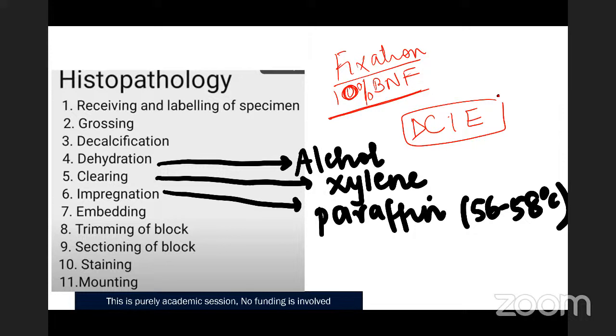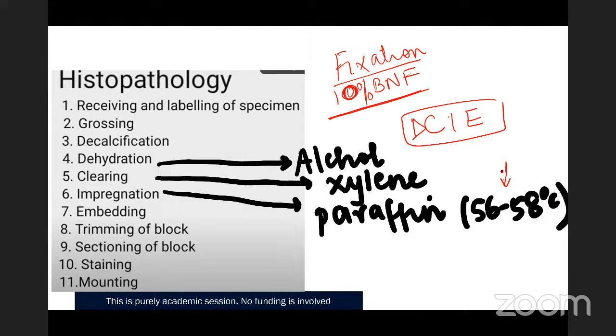Clearing is done by xylene. When we do clearing with xylene, alcohol is removed. Now once the alcohol has been removed, we have to put paraffin in it. So we do impregnation, and impregnation is done by paraffin. Remember, the melting point of paraffin is 56 to 58 degrees centigrade. So we impregnate the paraffin in it.